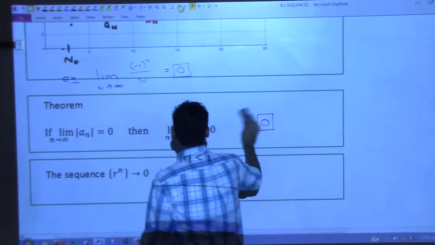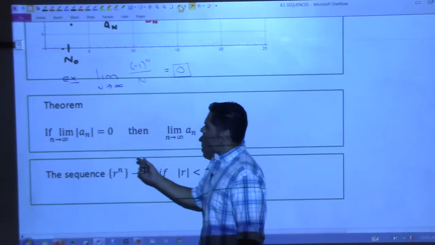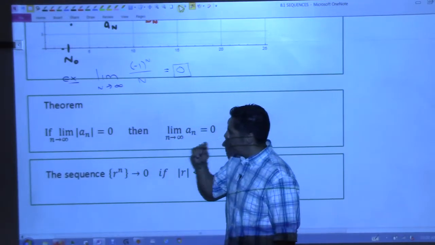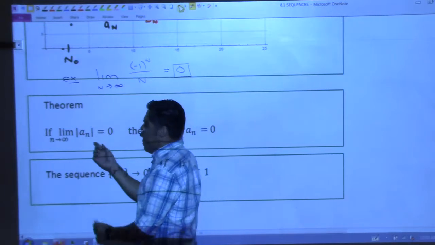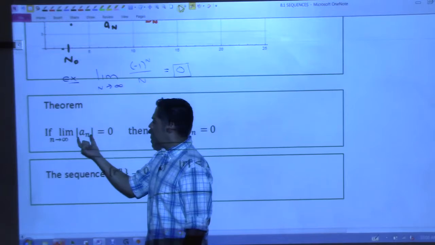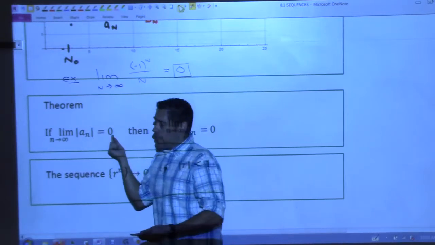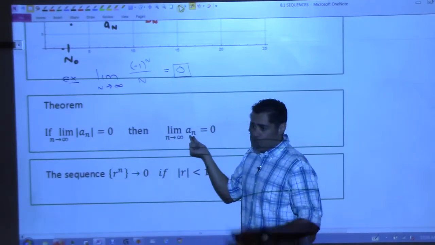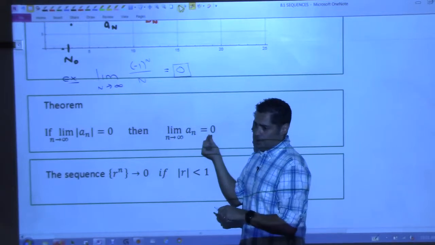The theorem says that, let's say you're trying to figure out what a sequence a sub n does. So you take its absolute value and you figure out that it goes to 0. That means that the sequence without taking the absolute value also goes to 0.